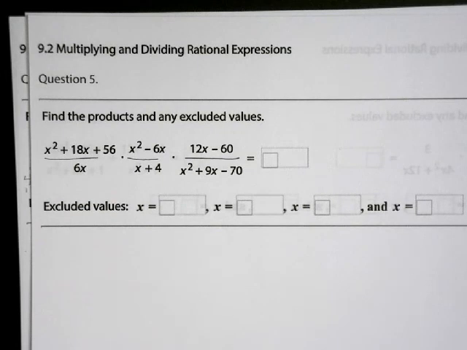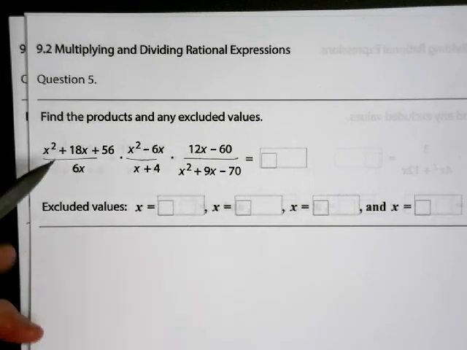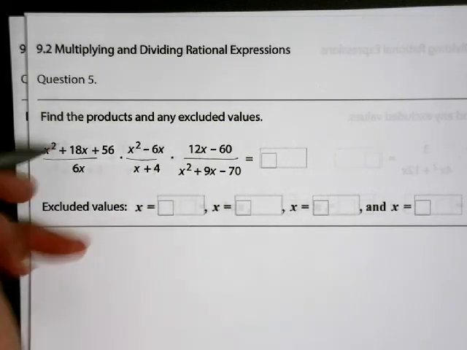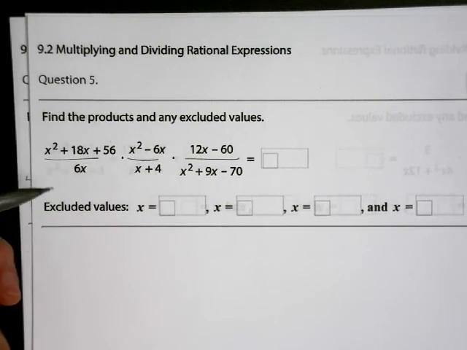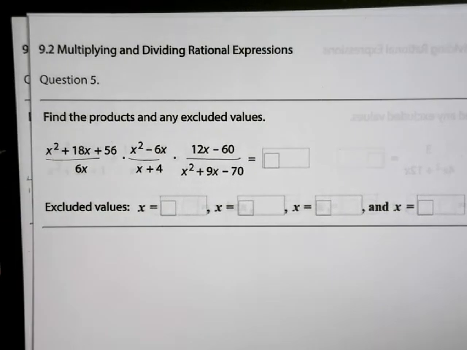x squared plus 18x plus 56 over 6x, times x squared minus 6x over x plus 4, times 12x minus 60 over a polynomial x squared plus 9x minus 70. So these are getting larger factors we have to find.